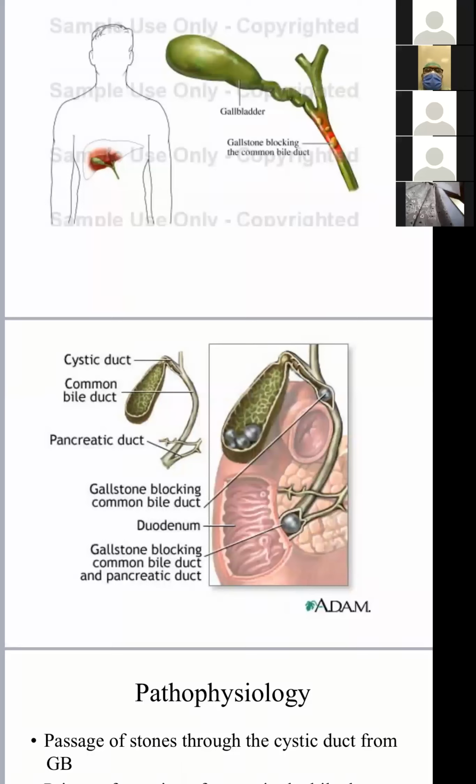Yes, sir. Okay. You can see stones in the gallbladder, and you can also see a stone in the distal end of the CBD. This is known as choledocholithiasis, when the stone passes through the cystic duct into the common bile duct and causes obstruction. When this happens, you will have associated jaundice. Fever, jaundice, and right upper quadrant pain forms what is known as cholangitis. It is a surgical emergency. Okay?